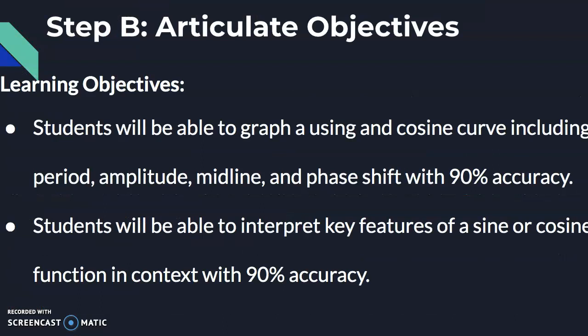And when we break it down to learning objectives, we expect our students to be able to graph the cosine curve involving period, amplitude, midline, and phase shift with 90% accuracy. And students have to interpret key features of sine and cosine functions with 90% accuracy to show that they understand.